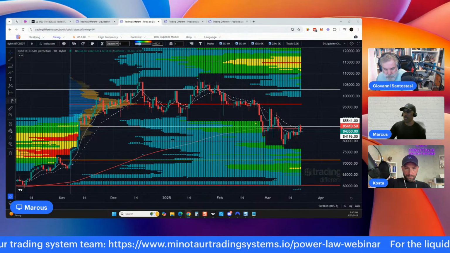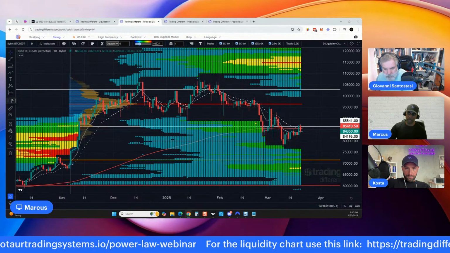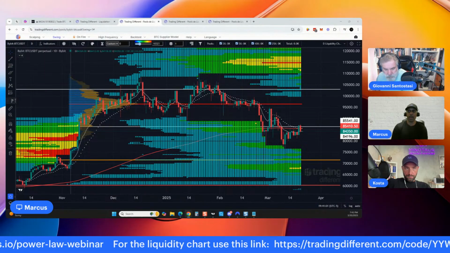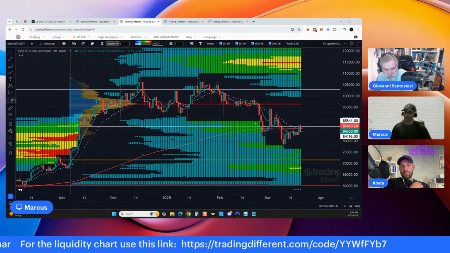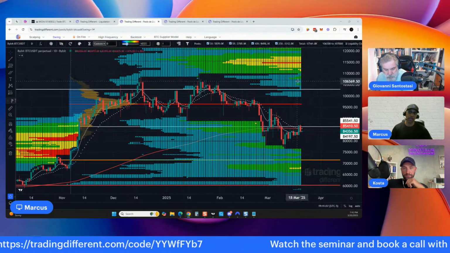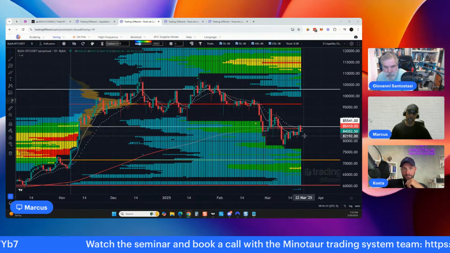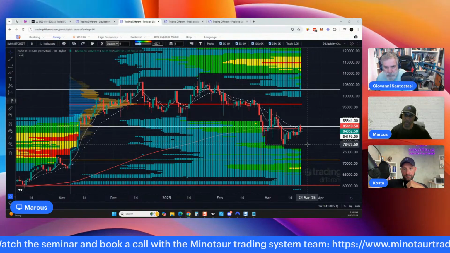So what you see on this particular screen is the daily time frame. You have a volume profile in the middle, and the liquidity above is the short side liquidity, and the liquidity below is the long side liquidity. We can see that the price currently on Bitcoin is 84K.